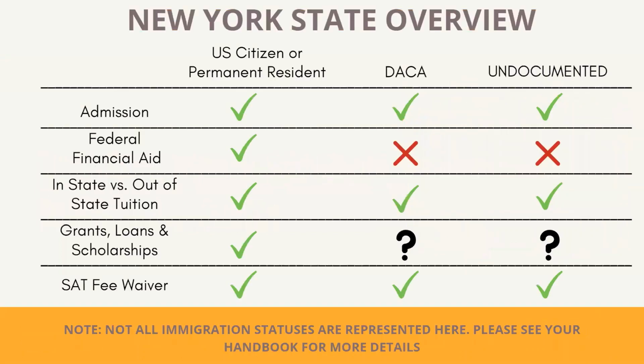The first thing that you need to know is just a general overview of the New York State Dream Act. Currently, in the state of New York, U.S. citizens or permanent residents have access to admission, federal financial aid, in-state and out-of-state tuition, grants, loans, and scholarships, and also SAT fee waivers.